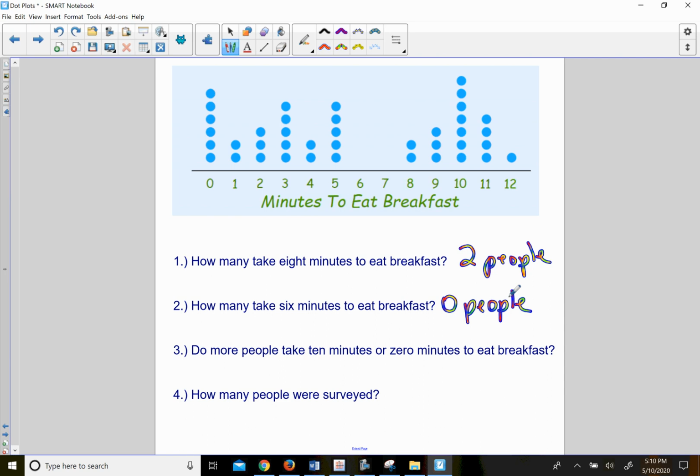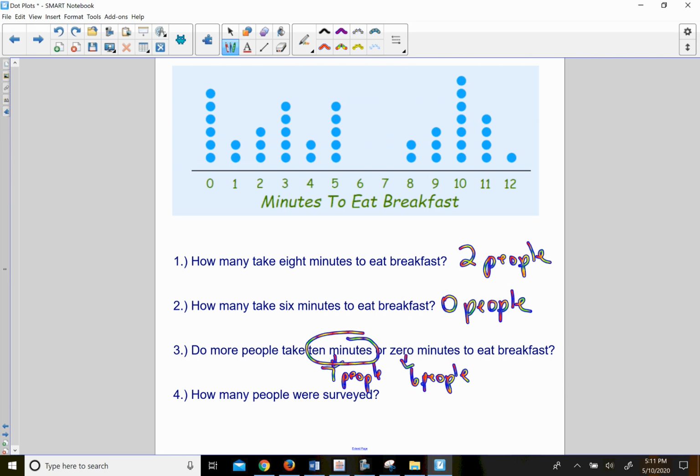Do more people take 10 minutes or 0 minutes to eat breakfast? So I first have to answer how many take 10 minutes and how many take 0 minutes. So 10 minutes, I have 1, 2, 3, 4, 5, 6, 7 people. And 0 would be 1, 2, 3, 4, 5, 6 people, or they skip breakfast. 6 people skip breakfast. So do more people take 10 minutes or 0 minutes? We're going to say they take 10 minutes. One more person takes 10 minutes over the 6 people that say 0 minutes.